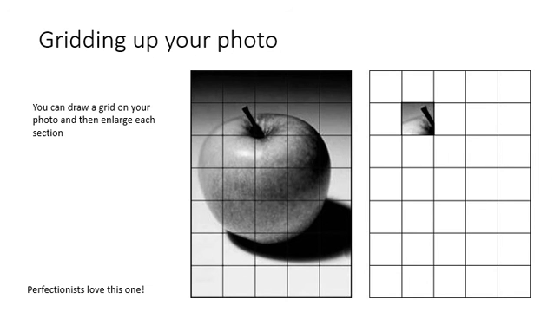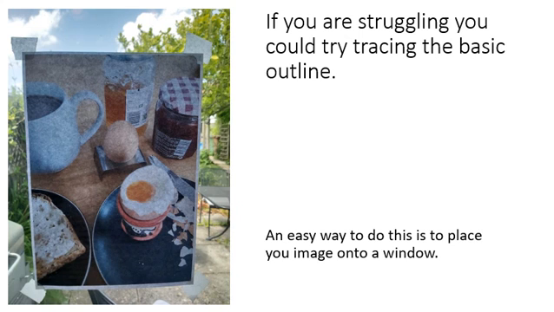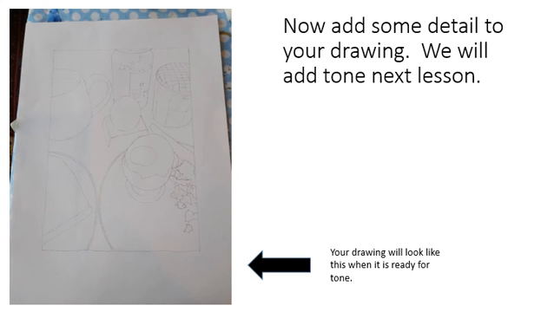If you are a perfectionist, you might quite like the next one. So you could potentially grid up your photo. This maybe takes a little bit more time, and you can simply draw a grid on your photograph, and then you could copy it square by square. And the final one, if you're finding it really challenging and really hard, you're getting very frustrated, you can't get things in the right place, you could try printing your image, put it onto a window and trace the very basic outlines through. And that's a really easy way just to get the basic shapes in the right place, okay?